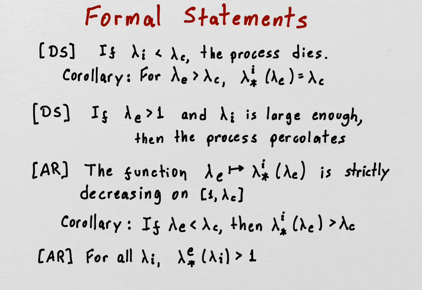The results by Enrique Angel and myself are the following. First, this function that for each lambda E gives the critical value of lambda I is strictly decreasing on this interval. And as a corollary, if we take lambda E strictly smaller than lambda C, no matter how much smaller, this will cause the critical value for lambda I to increase strictly. Second, for all values of lambda I, the critical lambda E, which is defined analogously, will be strictly larger than 1.